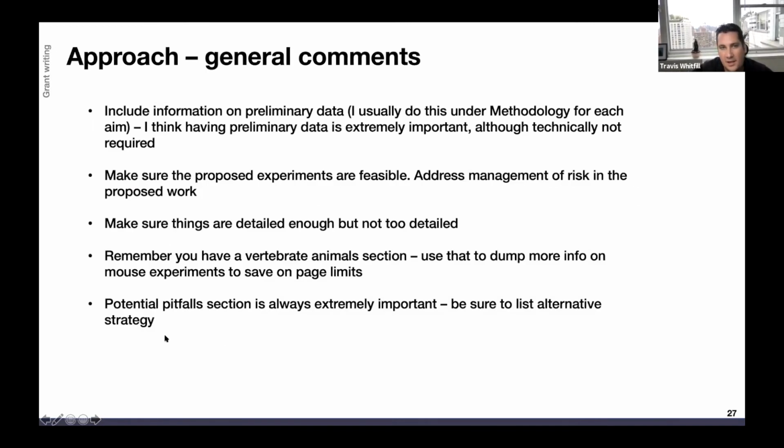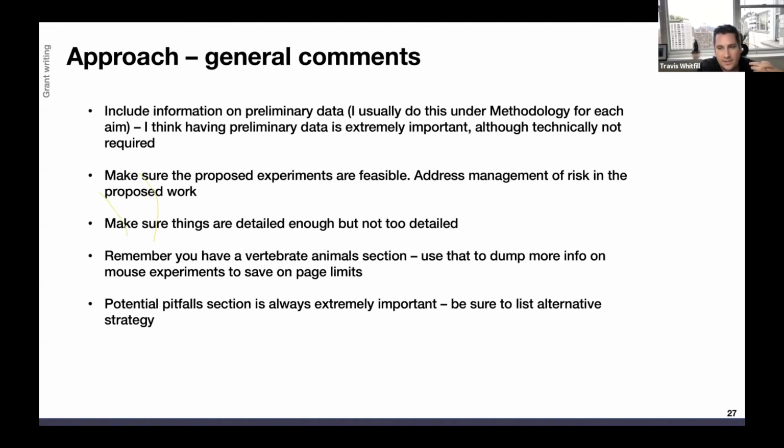So just some general comments on the approach. If you have any preliminary data, some people will say it differently, but I usually do this under the methodology for each aim. Some people do it under significance or under innovation. Some people put it at the beginning of the methodology section. I just put it wherever it's most relevant. I think having preliminary data is really important, but it's not required. Especially if it's for an INSPIRE grant or something like that, where you're aiming to do a pilot study, it's really hard to have preliminary data, so that's totally okay.